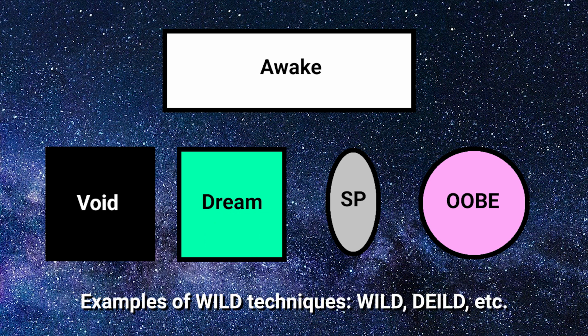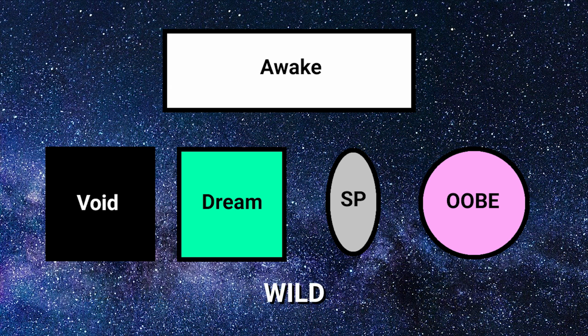Examples of techniques that fall under the WILD method umbrella would be WILD itself or something like DILD. So with WILD, for example, you start awake and you are relaxing through the process of going to sleep, and you can either enter into sleep paralysis or you can go directly into the dream. With DILD, you're focusing on the last dream that you had and you're maintaining awareness on that, and you usually go directly from the waking state into the dream.